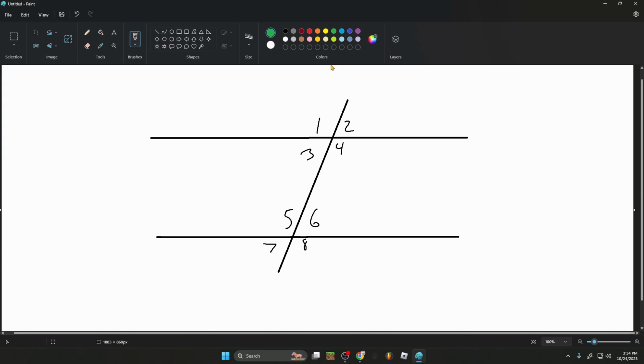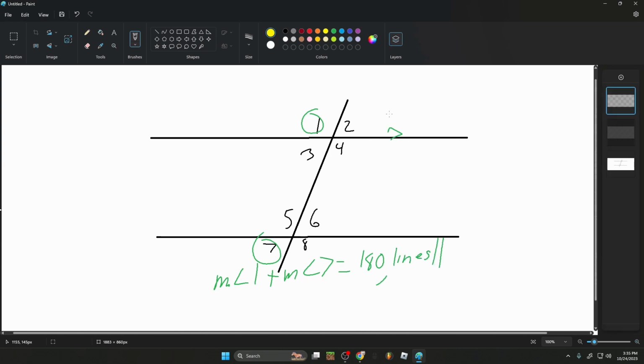Next, consecutive exterior angles, the converse of the consecutive exterior angles theorem. If m angle 1 plus m angle 7 equals 180, then the lines are parallel. This also applies to 2 and 8.